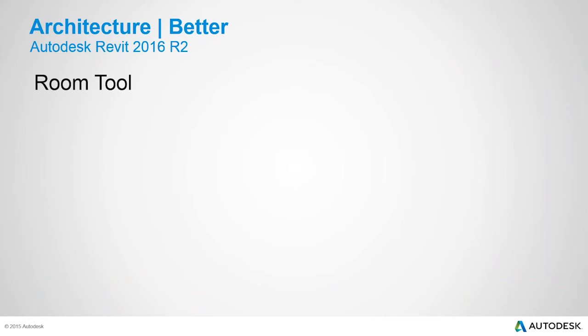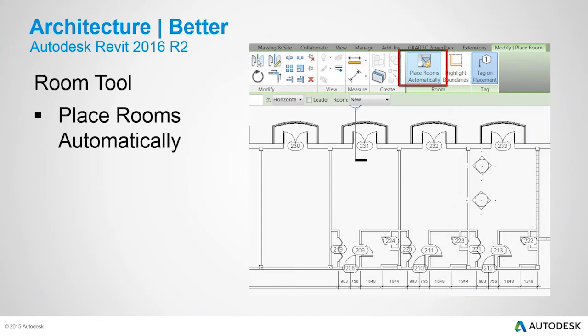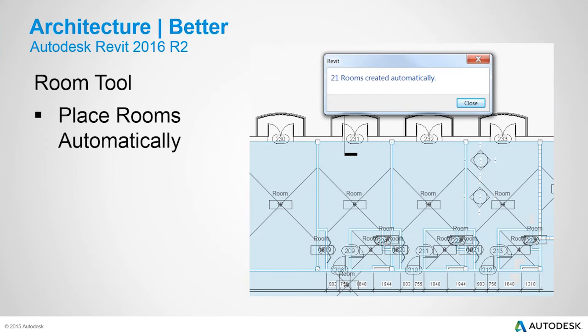Room tool. We've got some extra functionality with the room tool. Place rooms automatically. When placing rooms, we now have an extra placement tool. When using this R2 feature, it's a bit like tag all. We can place a room tag in all of the rooms. So you look up in the modify ribbon there, we'll see that we've got a place rooms automatically button. So you simply click on this and boom, 21 rooms in this example automatically created.